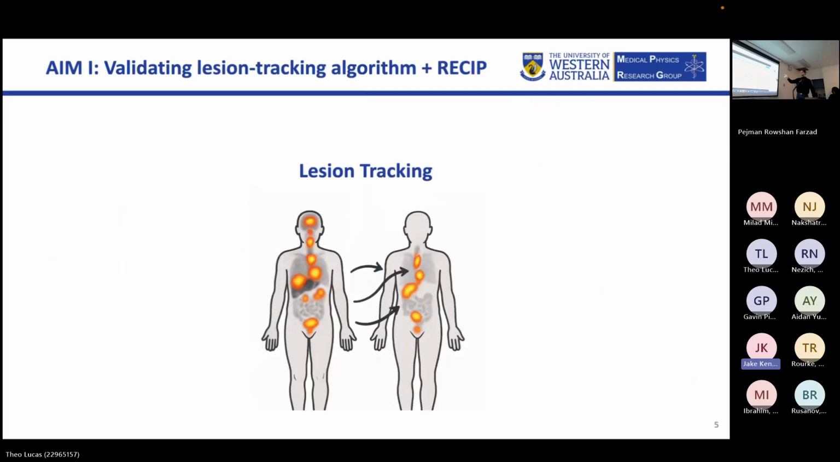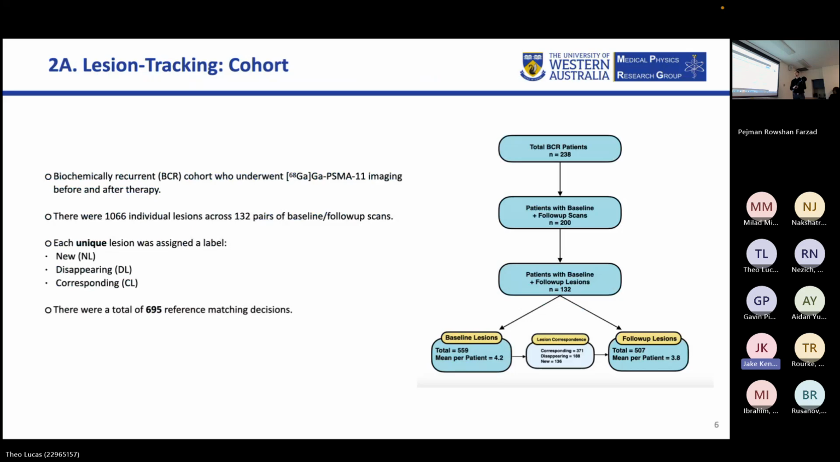All right, so let's actually get into that first of all. Lesion tracking. The algorithm that was used and validated was on a cohort of biochemically recurrent patients who had undergone gallium-68 PSMA imaging before and after various therapies. After some form of filtering process, we were left with 132 patients. So 132 pairs of baseline and follow-up scans, across which were over 1,000 individual lesions.